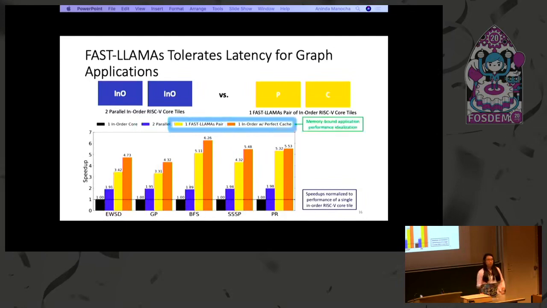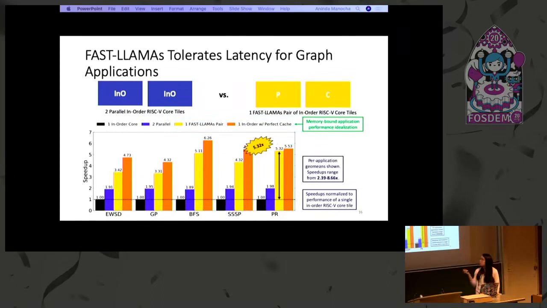Because graph applications are memory bound, we look at an in-order core with a perfect cache because this provides a performance idealization as if every memory access had only a latency of 1 cycle. Looking across the board at the orange and yellow bars, Fast Llamas is able to achieve up to 96.2% of perfect cache performance.